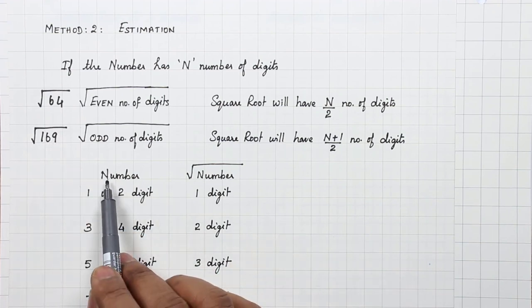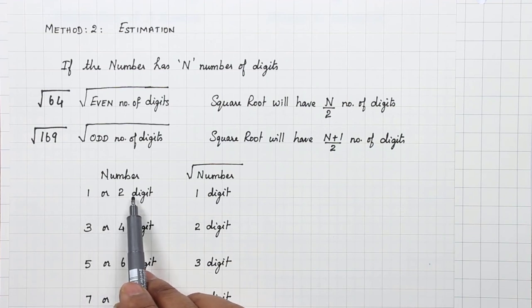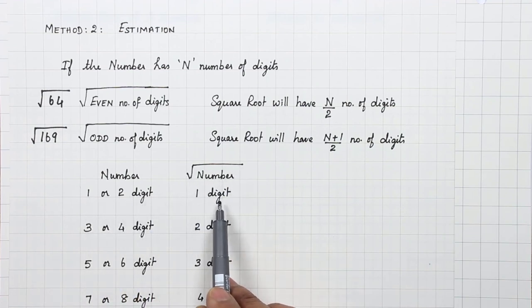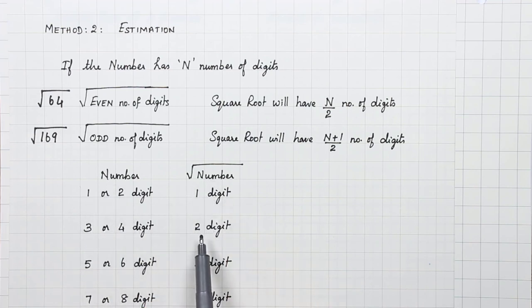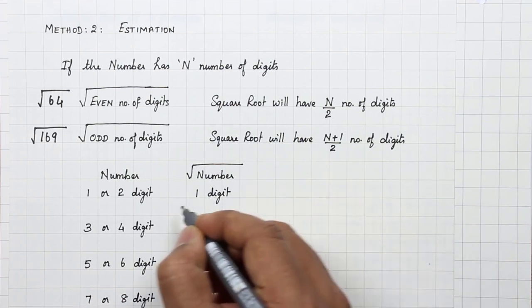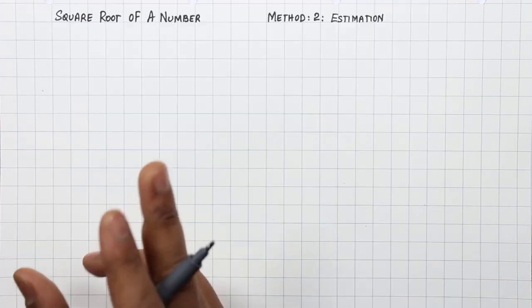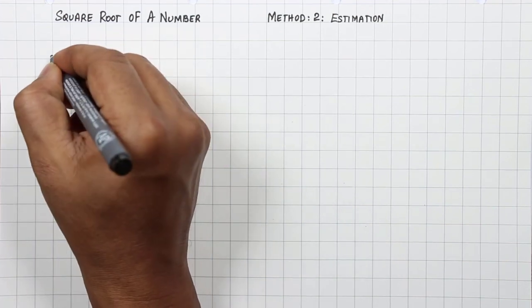So here, if the number has only 1 or 2 digits, then the square root of that number will have only 1 digit. If a number has 3 or 4 digits, then the square root of this number will have 2 digits. Let's take some examples. So let's first take square roots of perfect squares. Now let me take a number.